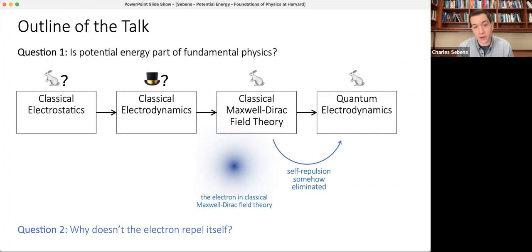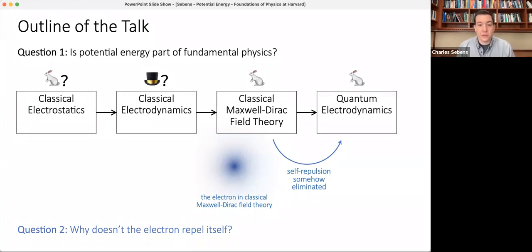Then you get the rabbit for classical Maxwell-Dirac field theory representing potential energy. So potential energy reappears. Potential energy is part of this classical field theory, I'll argue, and then it persists into quantum electrodynamics. Okay, so that's the first part of the talk. That'll be the majority of the talk. And then a briefer part of the talk on the second question, why doesn't the electron repel itself?